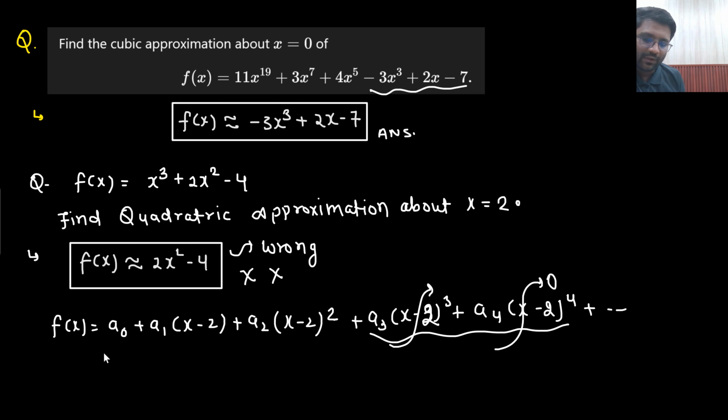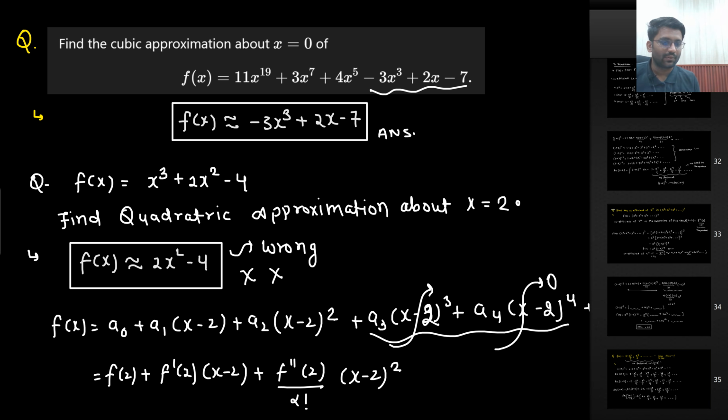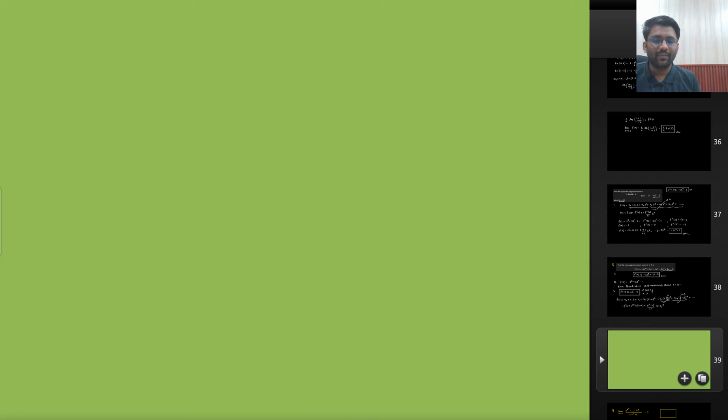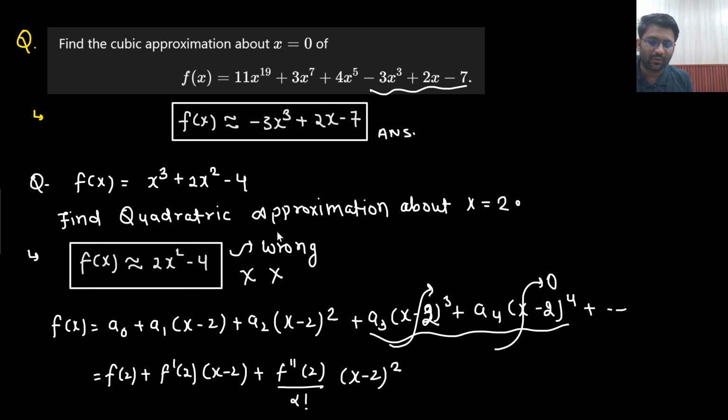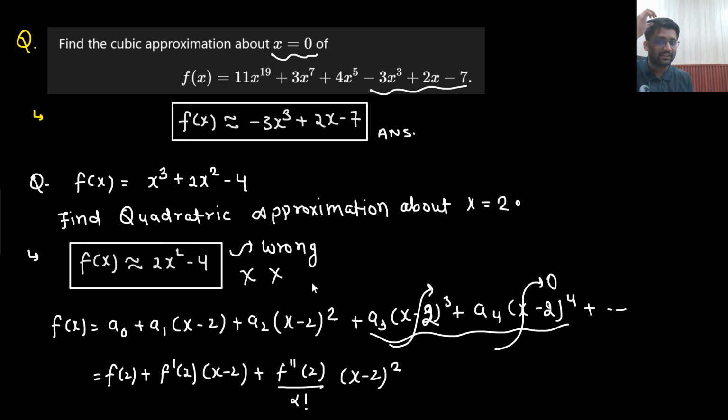I am supposed to find out the value of a0, that is f(2), what is this, f'(2), and what is this, f''(2) divided by 2 factorial, (x minus 2) whole square. This is what I am supposed to do. Are you able to understand this point? So the method that we have studied will be applicable only if the expansion is about x equals 0. Then you can take the approximation only when x equals 0. But here you cannot take the approximation in this manner. This answer is wrong. This is not the expansion about x minus 2. This is the actual expansion.